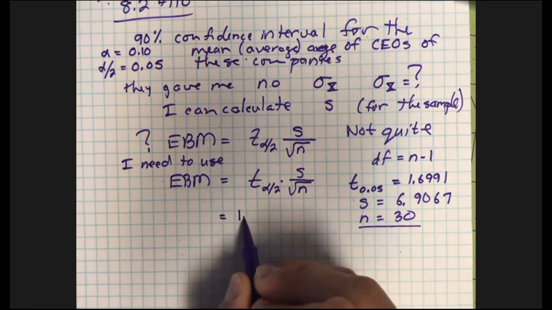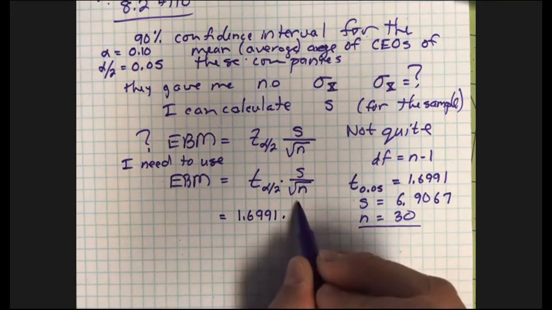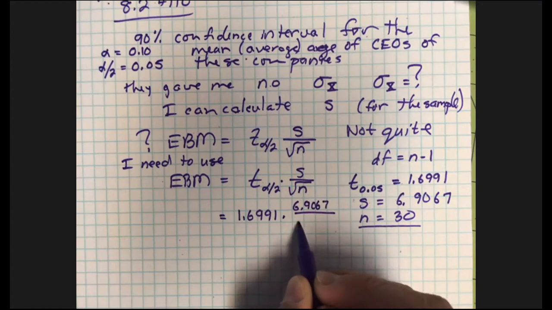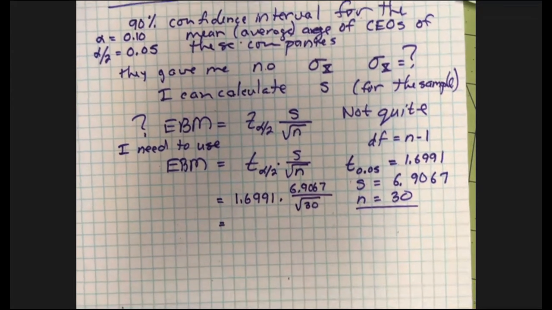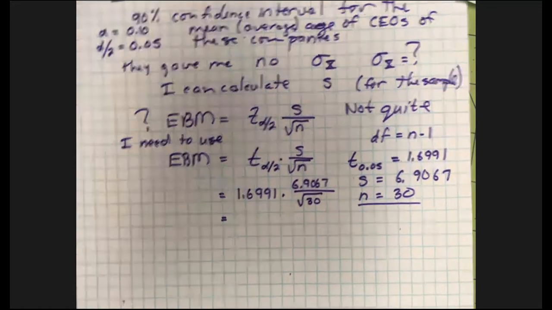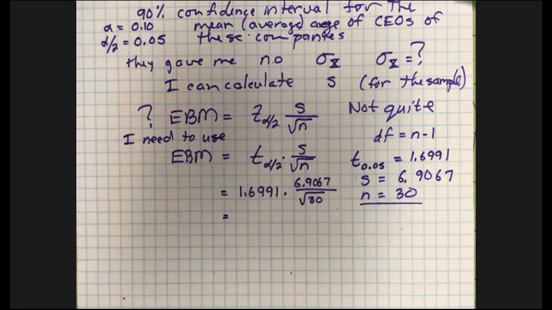So let's take the 1.6991, multiply by the standard deviation, 6.9067. I know I'm rounding off, divide by the square root of 30, but I'll probably be accurate enough with four digits here. I can do this without rounding off at all by using all the numbers on the calculator. And the calculator has some built-in features to help you do that, which I could show you later. But let's just crank these numbers right here and see what error bound I have.